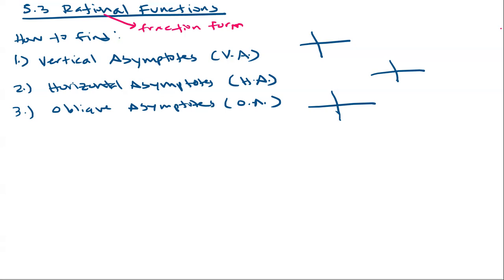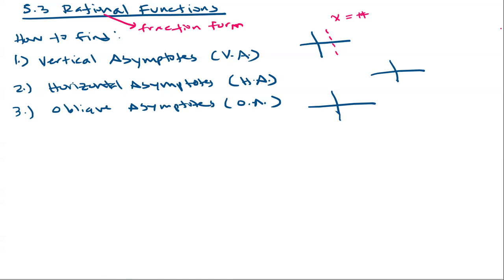Okay, in this particular section, using rational functions, we want to derive three things. One is finding the vertical asymptote, the second is the horizontal asymptote, and the third is oblique asymptotes. Remember, vertical asymptotes deal with the equation x equals a number. Any number you give that is equal to x represents a vertical asymptote.